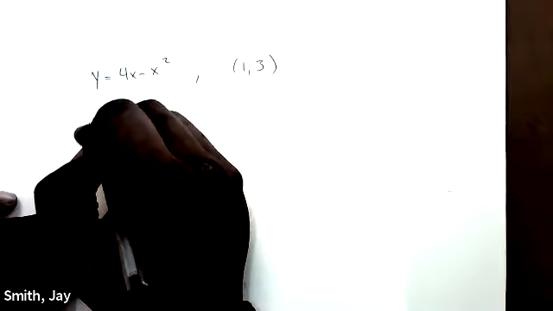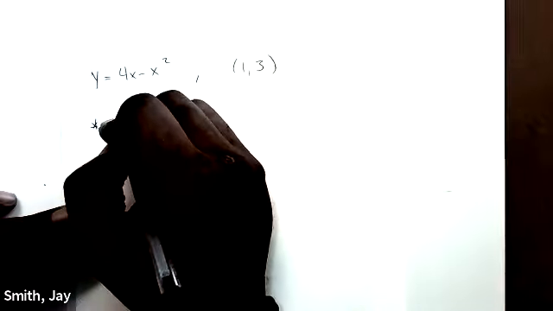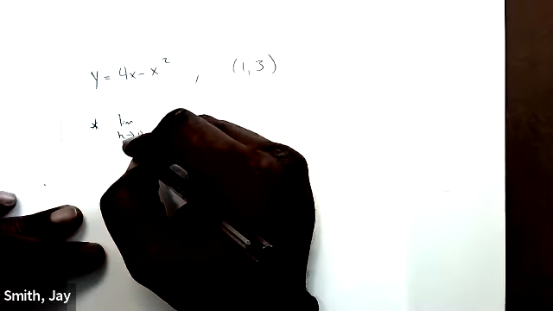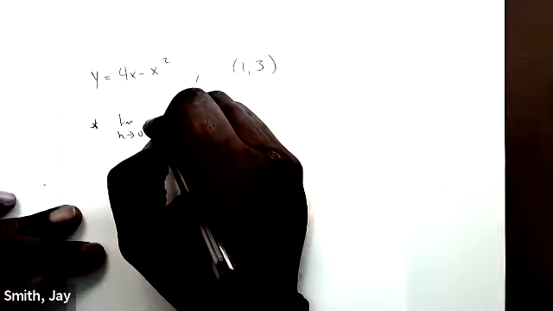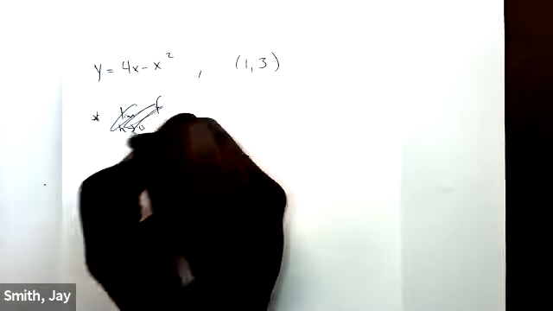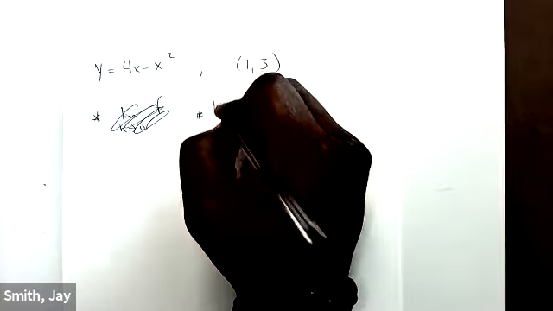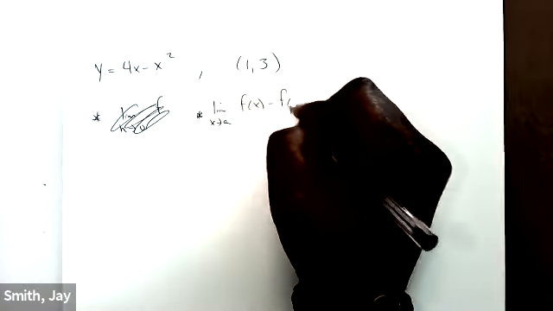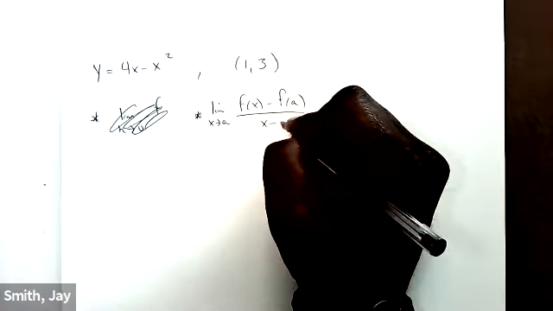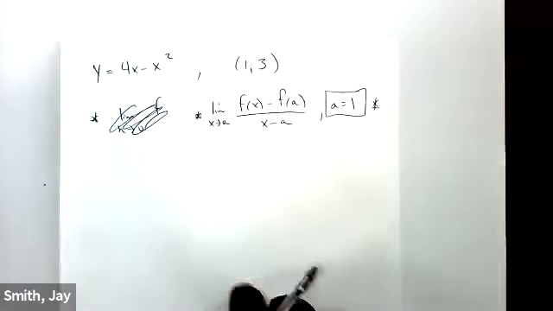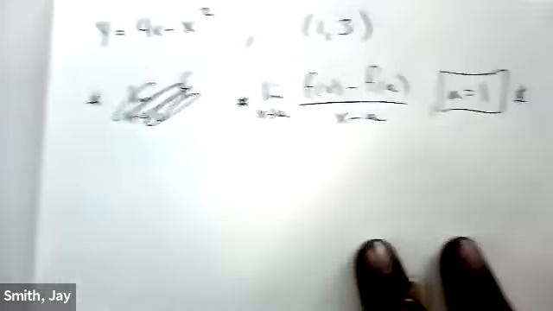All right, so if we're looking for the slope of the tangent line, you can use either formula, but me personally, I tend to lean on this one. We want to use the limit as x approaches a of f of x minus f of a over x minus a. And in this case, my a is positive 1.